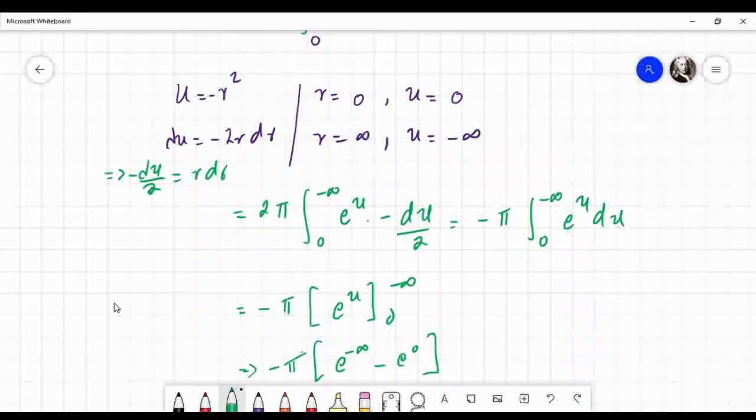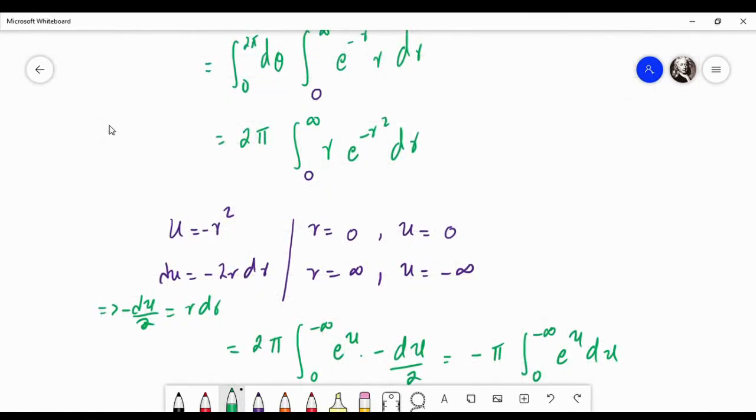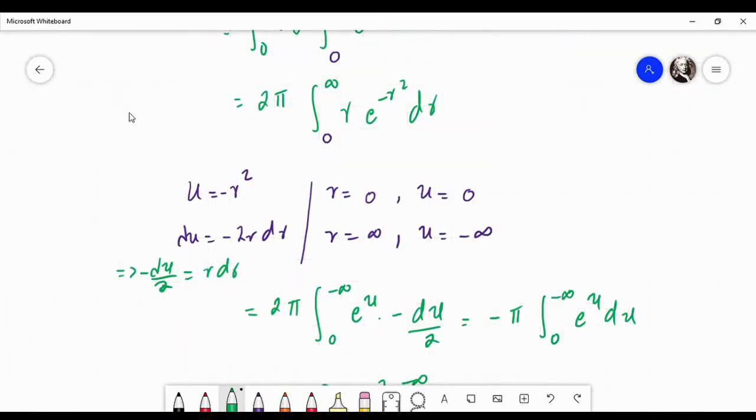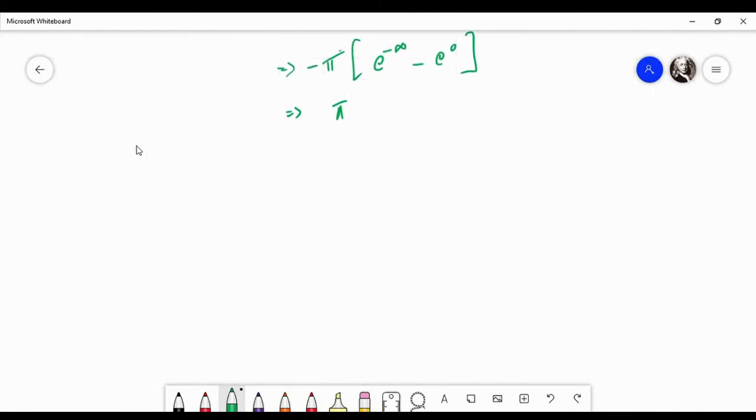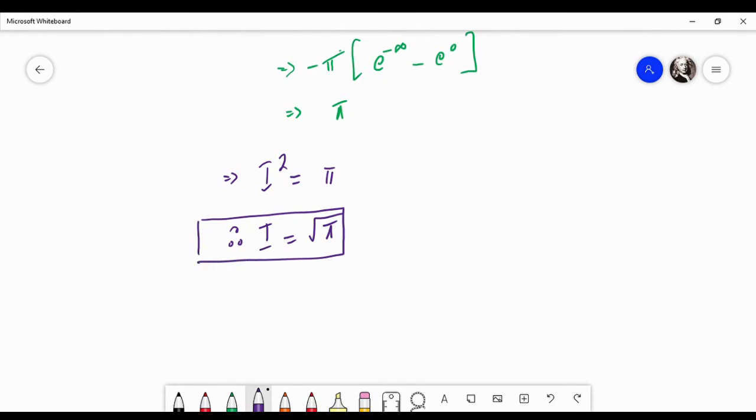So then our final result is I squared, because we have been evaluating I squared, right? So now we can say this implies I squared equals pi. But our aim is not to find I squared, our aim is to find I only, right? So therefore I equals root pi. So that's the evaluation for the first integral.